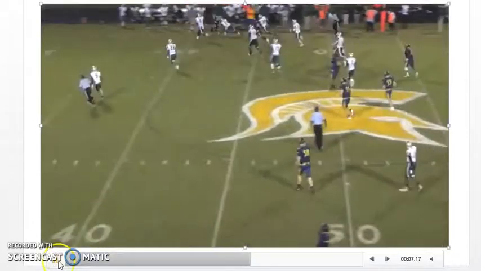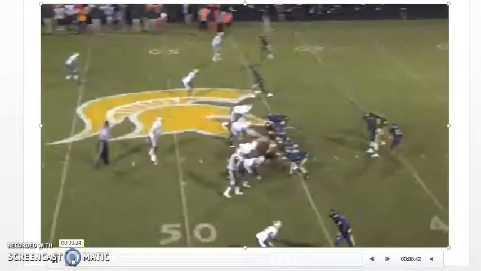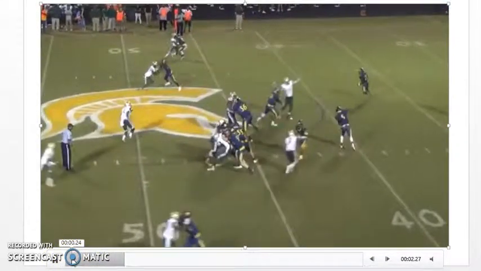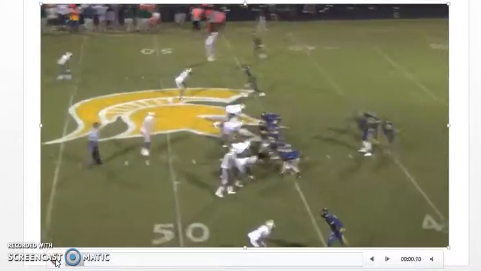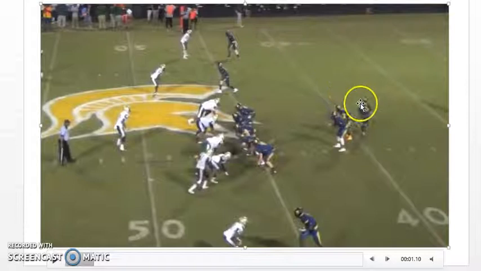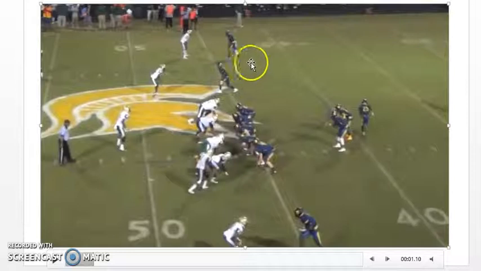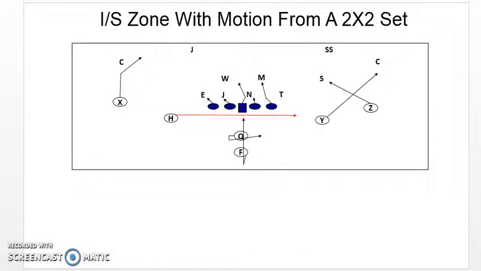So we're going to look at different ways of getting to that same concept, whether we can line up. Obviously, we can line up in trips and do the same thing. If we lined up the motion man and stuck him over here and ran it in trips, we're getting the same concept. So we're taking that trips play and going to show you multiple ways of getting to the same concept. Easiest way to do that is to line up in a 2-by-2 formation.